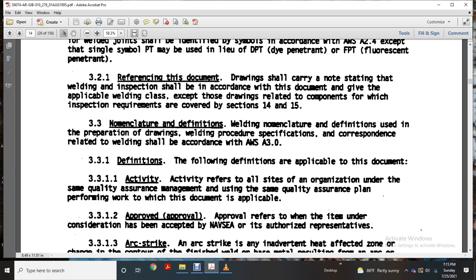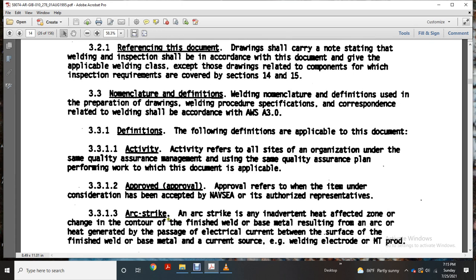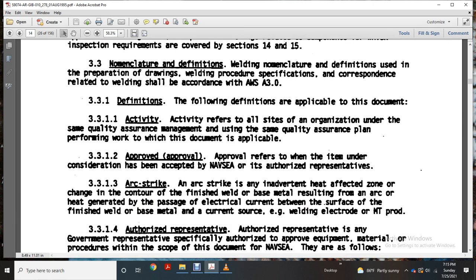The proof of the item refers to the item under consideration of the Naval Sea Systems Command and authorized representative. Arc strike. An arc strike is the heat-affected zone, with the contour of the finished weld and the base metal resulting from the arc, heat generated with the passing electric current between the finished weld and the base metal, with the current source of the welding electrode or magnetic particle.